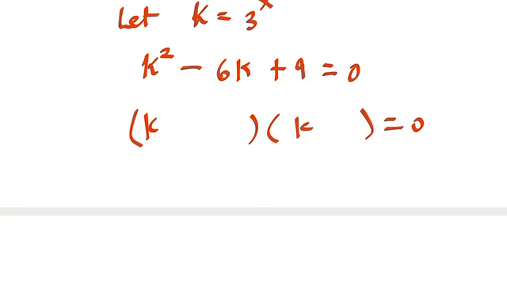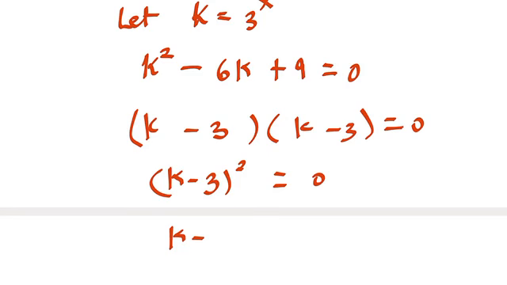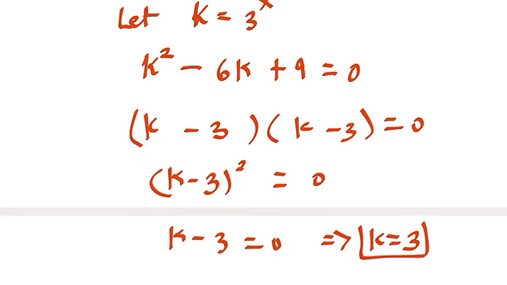And the number is what? Is minus 3 and minus 3. So we're going to have k minus 3 all squared equals 0. So we're going to be having k minus 3 equals 0. So automatically we have k to be what? K to be 3. Okay.